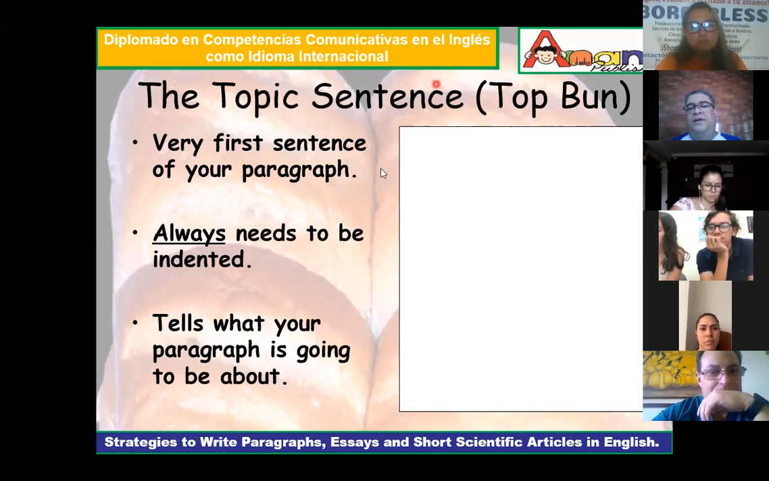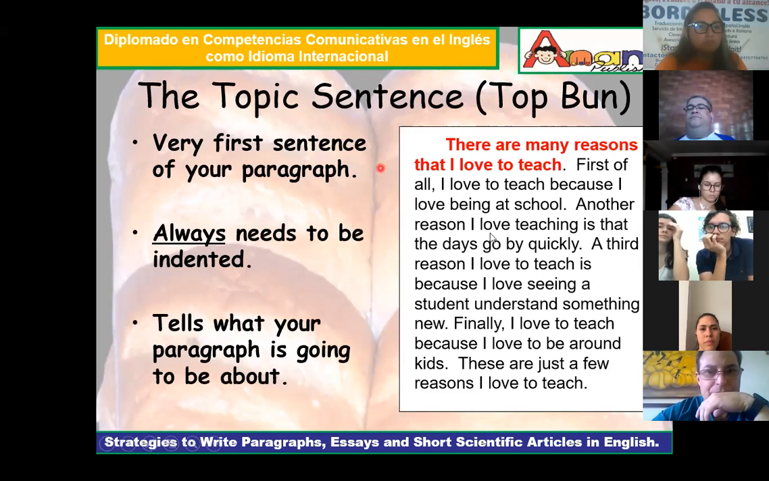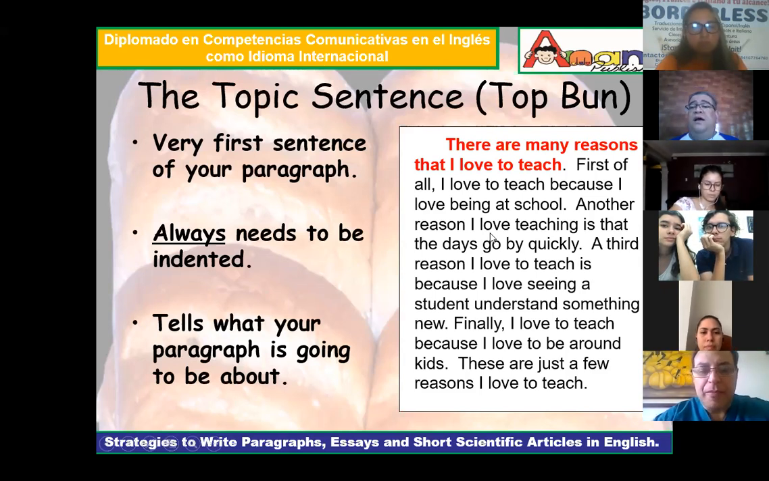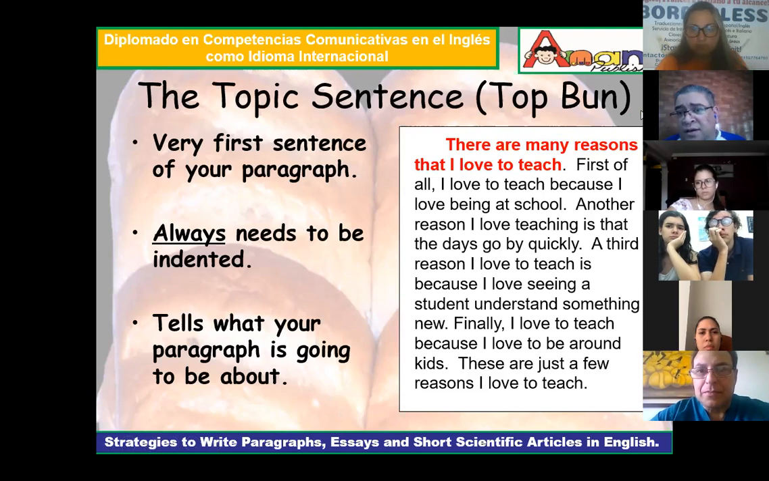So what about this one here? And then we have a paragraph here. You can see the paragraph, right? There are many reasons that I love to teach. Listo. So we have the paragraph. So that is going to be the top bun or the topic sentence. And what do you think is the next part for the paragraph?